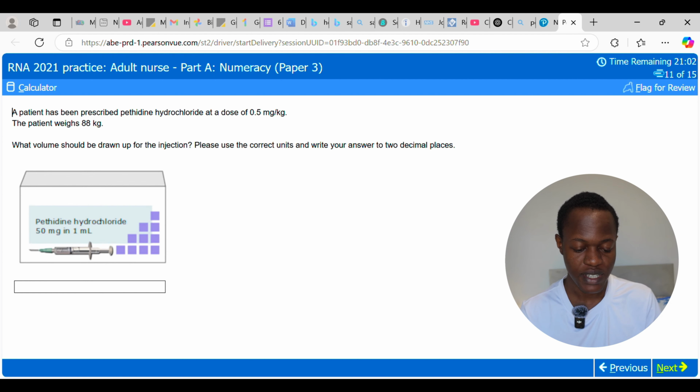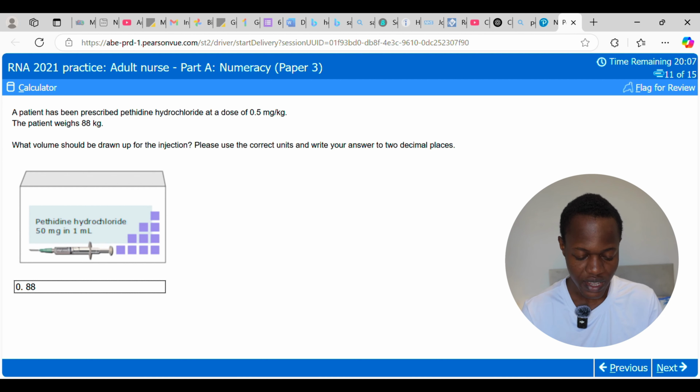Next question says, a patient has been prescribed pethidine hydrochloride at a dose of 0.5 milligram per kilogram. The patient weighs 88 kilogram. Now, what volume should be drawn up for the injection? So all you have to do is to multiply 88 kilogram by 0.5, which gives us 44 milligram. Now we have 50 milligram in 1 ml. So just like the previous question, you just go ahead and divide 44 by 50. So our answer says 0.88 ml, and we have here that you are to give your answer in 2 decimal places.